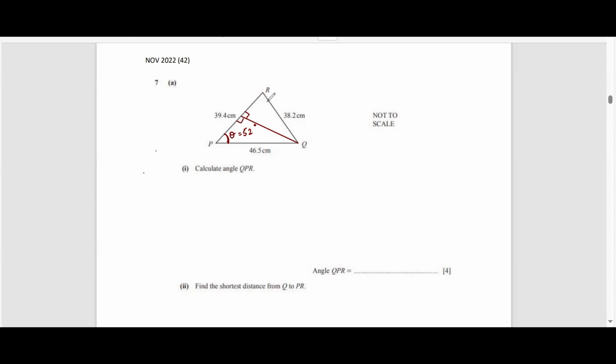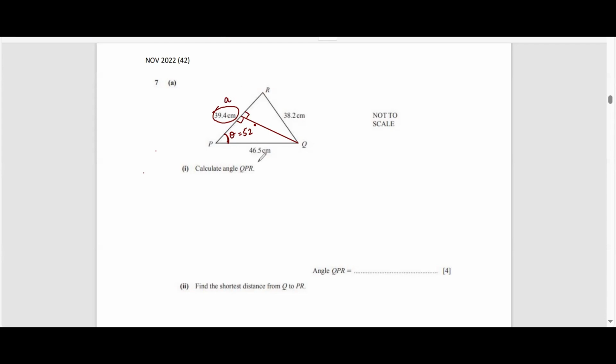Now, what I'm going to do is find the area of this triangle. And the area of the triangle, we know, is half base into height. So the base is already there, 39.4 centimeter. Height is what we need to find out. But for that, we need the area of this triangle. So if we have two sides and the included angle, then I can use the trigonometry area of triangle formula to get the area here.